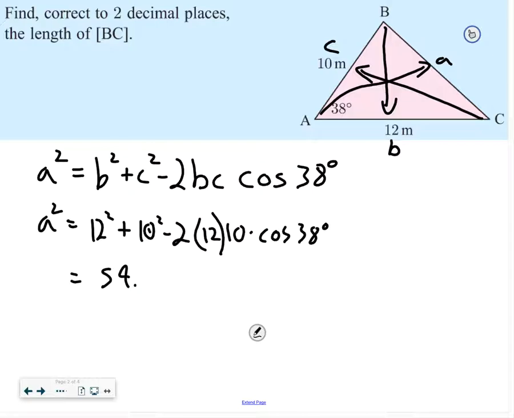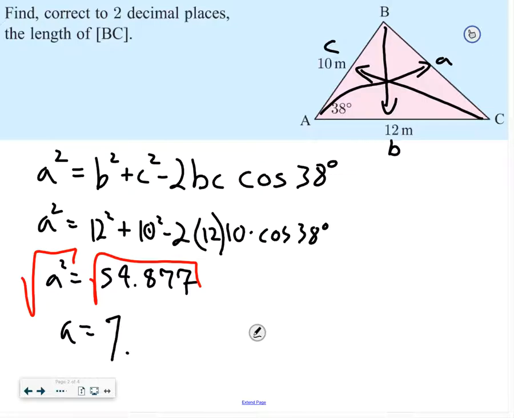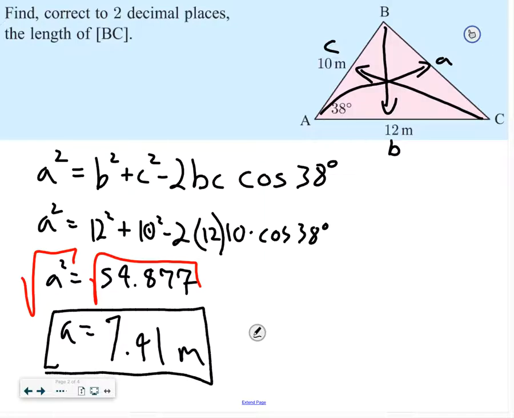and I get 54.2 decimal places. Well, I'm going to go to 3 because I'm not done, so I get 54.877, and this is equal to A squared, so to get A by itself, last step is to square root both sides. So then I get A is equal to the square root of my previous answer, and I get 7.41, and my units are meters. Okay, and that answer seems appropriate for this size triangle, with other sides being 10 and 12. A side length of 7 is plausible. So let's look at another example here.